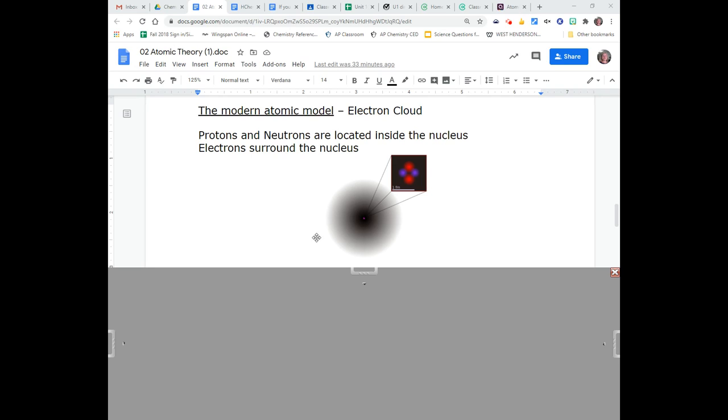Okay, so with the electron cloud model, we've got protons and neutrons located inside the nucleus, and they're actually jam-packed in there. The nucleus is really, really tiny compared to the rest of the size of the atom. And then the electrons are zooming around outside of the nucleus somewhere, and we generally consider them within energy levels or certain distances from the nucleus. If you were to take an atom and blow it up to the size of a football stadium, stands and all, the nucleus would be the size of a dime. So it is really, really tiny, especially compared to the size of the atom.